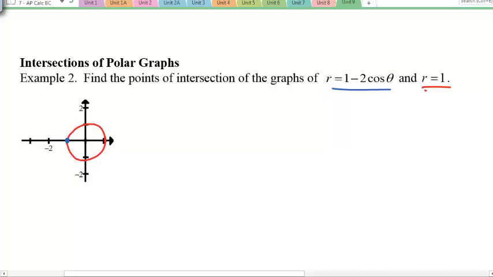And then it will probably swoop around. I'm thinking, what, cos of pi over 2, that's 0. So 1 minus 0 is 1. So at pi over 2 it's actually at 1. So it's up here somewhere. So it probably went something like this.